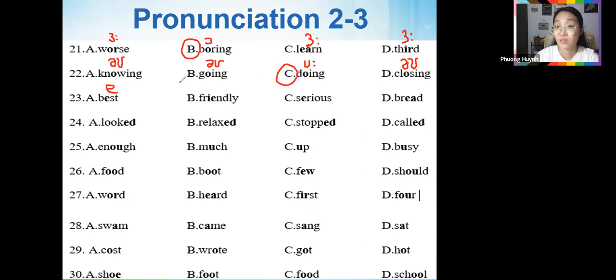Rồi, ok, vậy cô sẽ đọc lại. 23 là mình đọc là best. Ok. Rồi, cái này mình đọc là friendly, âm e bình thường các bạn, friendly. Bánh mì, bread. Chỗ này là serious. Serious. Mình đâu đọc là serious, các bạn, serious. Serious. So the answer will be C. Right. I will say again. Best, friendly, serious, bread.